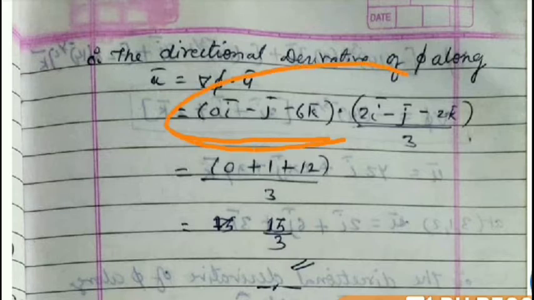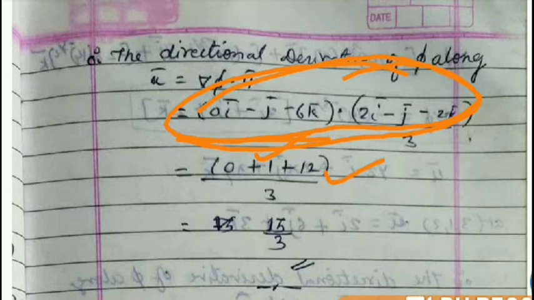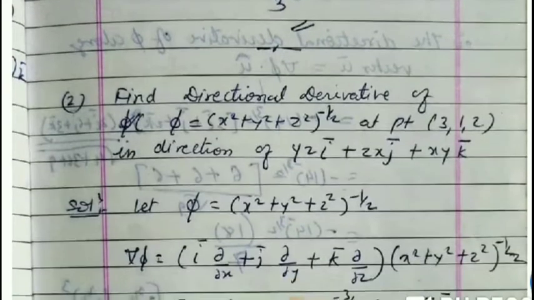Take the dot product, so 1 upon 3 and the dot product of these two vectors is 0 into 2, 0; minus j dot minus j is 1, so 1; and minus 6 into minus 2 is 12, k dot k is 1, so 12. So 12 plus 1 is 13. So 13 upon 3 is the directional derivative of phi along the given vector u.